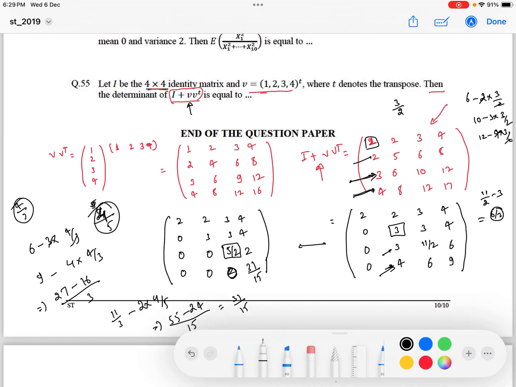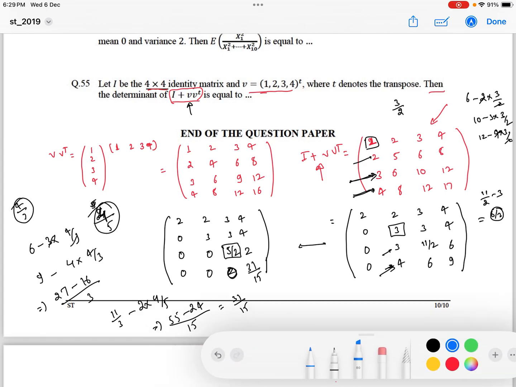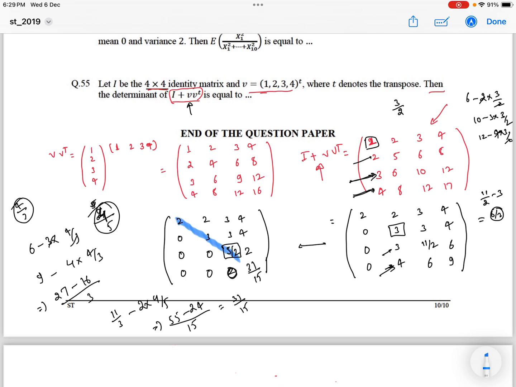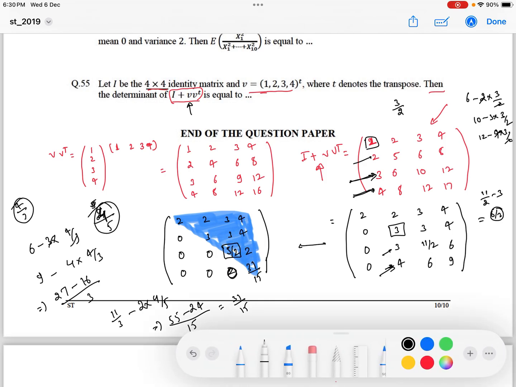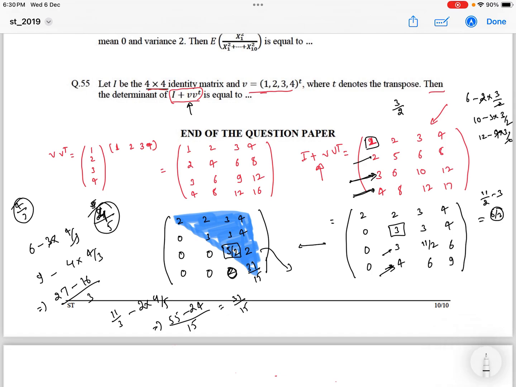Now we have this upper triangular matrix. You see that this one is upper triangular, and to find the determinant of this matrix, we can simply multiply the diagonal elements. So it is 2 into 3 into 5 by 2 into 31 divided by 15. Here the 3s, 5s and 2s cancel, so we will have 31. So the determinant of this matrix will be 31. So 31 is the correct answer.